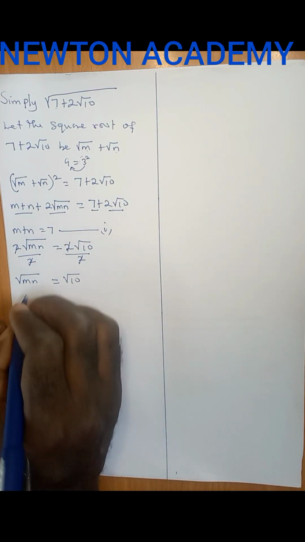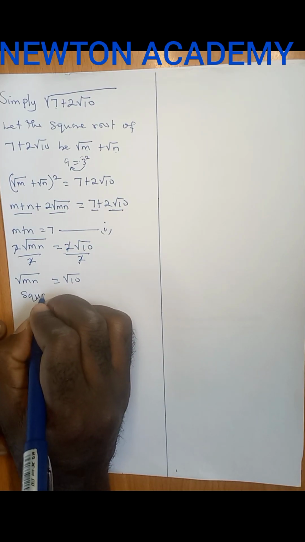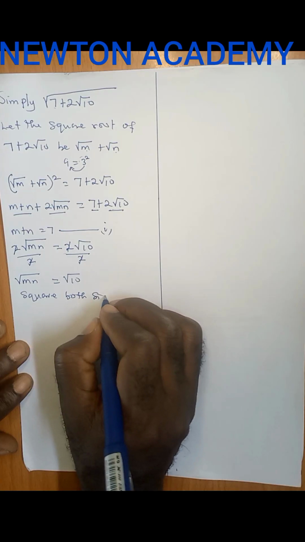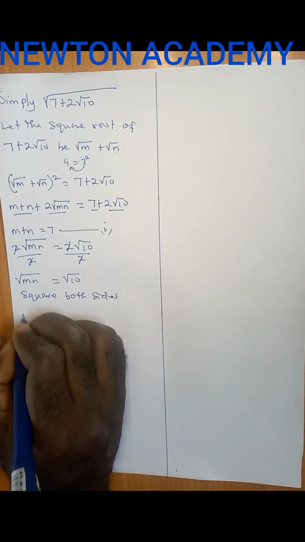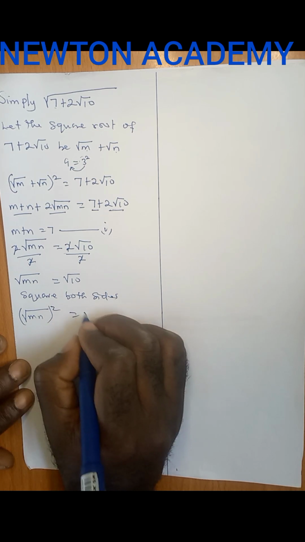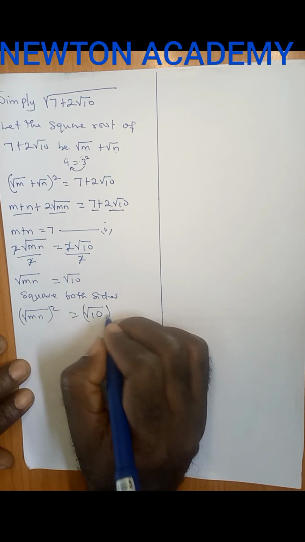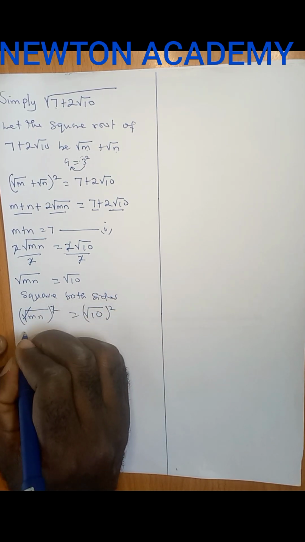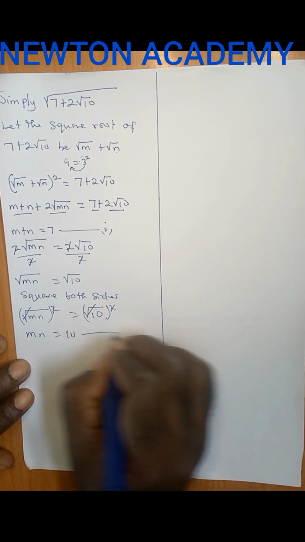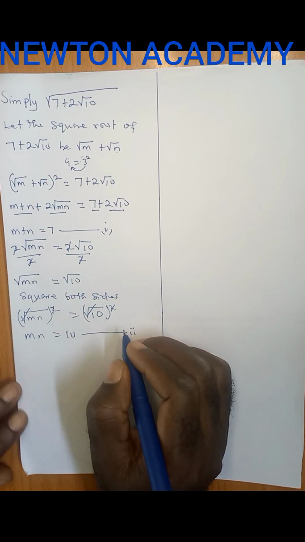What we do next is we square both sides. Then we square the root of mn. We also square the root of 10. This cancels this. We have mn is equal to 10. Let's call this one equation 2.